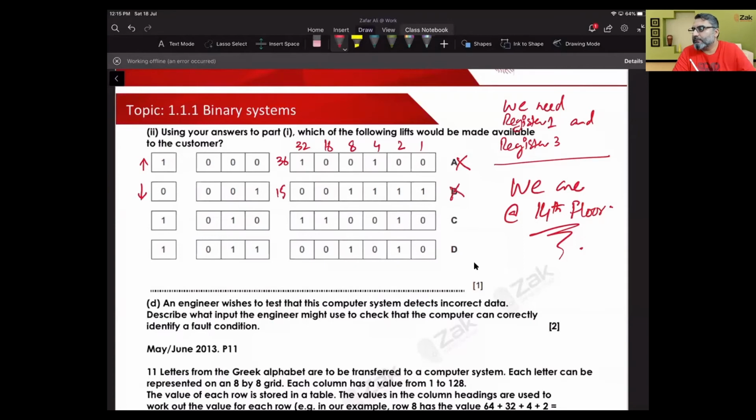Third one is a lift going up and currently it is at 32 plus 16, 48 plus 2, 50th floor. So it is already at the 50th floor and it's going up. We don't need it.